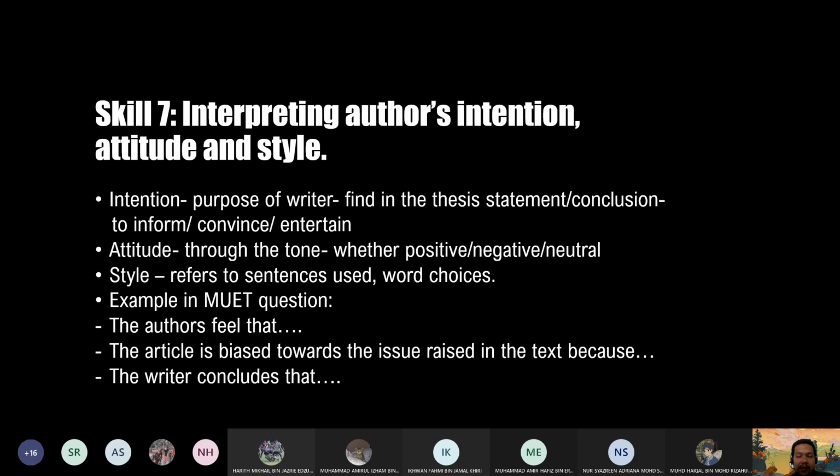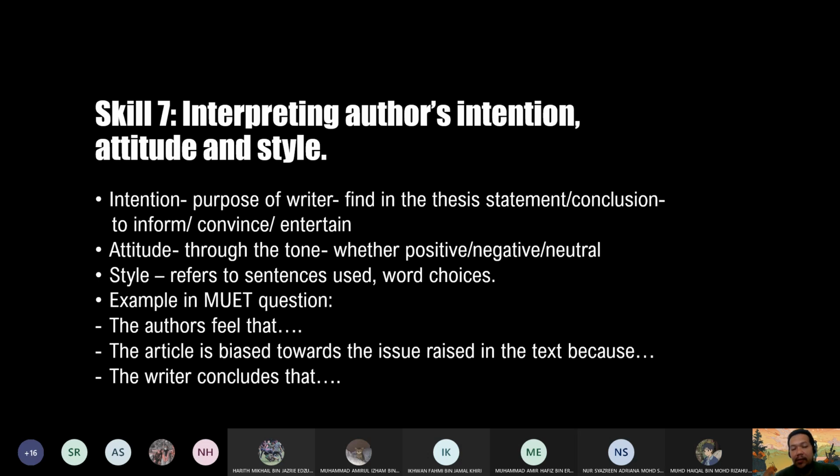Usually the tabloid and political party speeches are a little bit biased, I might say biased. All right, style refers to sentence use. So the word choices: if you want to bring something negative, you use negative words, or if you want to be more positive, you use positive words. All right, same with sentences.